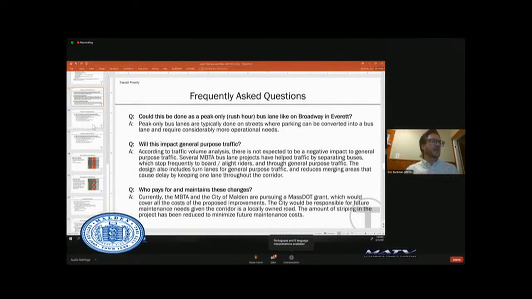Who pays for this? So we're supported by the Barr Foundation. The designer, the consultant to design, is supported by Barr Foundation. The implementation is paid for by the MassDOT grant. And then the maintenance, part of the capital expense that MBTA pays is getting an agreement from the municipality that the municipality covers the maintenance.